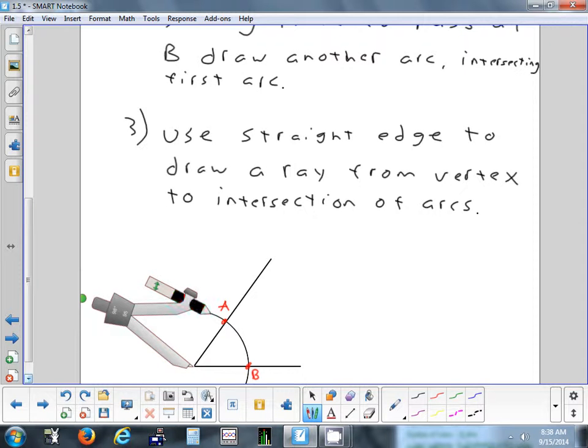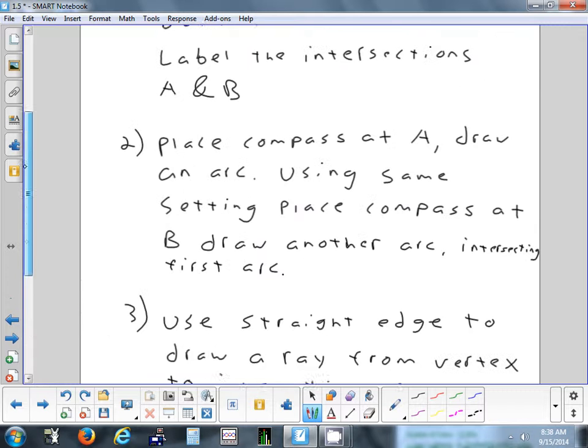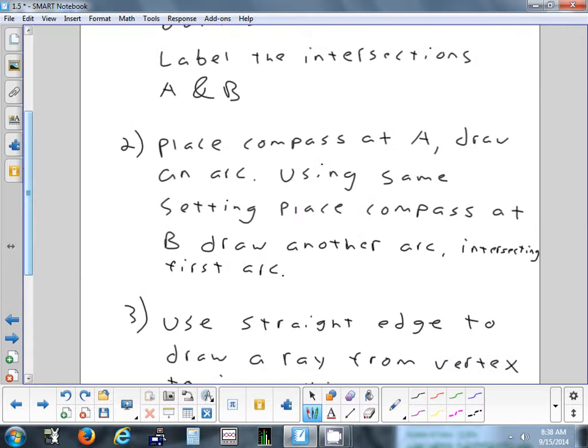So that's step one. All right, step two. We're going to put the compass at point A, and then we're going to draw another arc. Okay, when we draw the arc at point A, it's important that we don't change it. We've got to keep it exactly the same, because we're going to do it at point B as well.